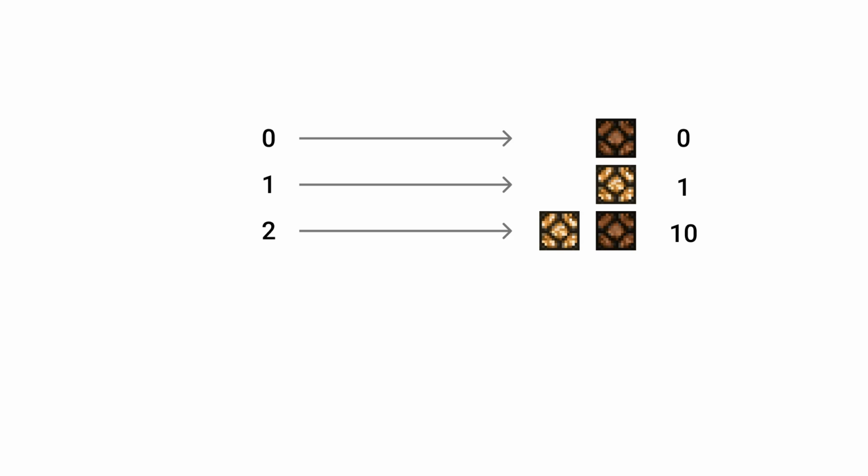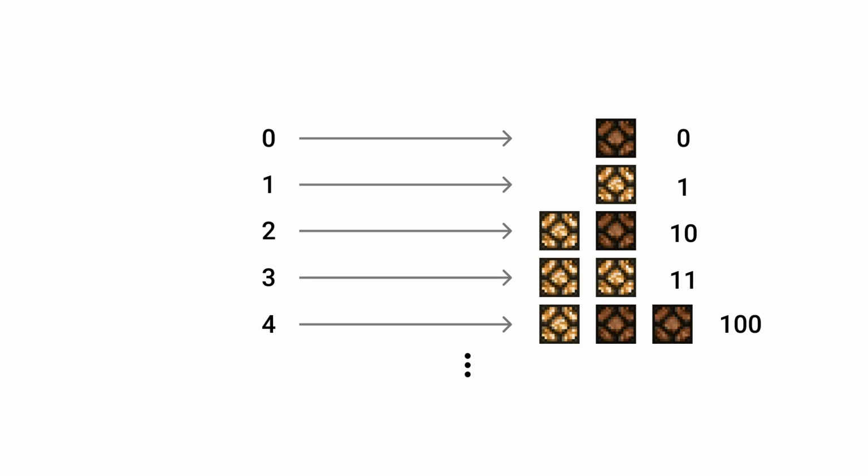Okay, great. So now 3. We can easily encode 3 with two lamps. So 2 lamps on makes 3. What about 4? For 4, we need to add a new lamp. So let's add a new lamp. This lamp will be on and the old lamps will be off.